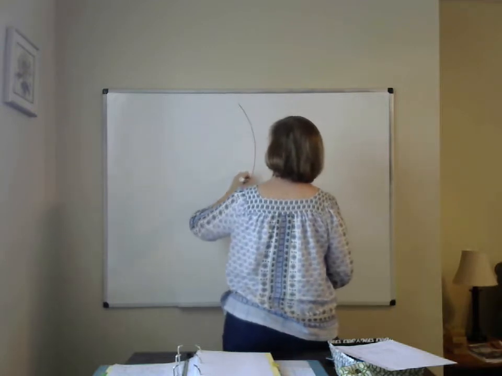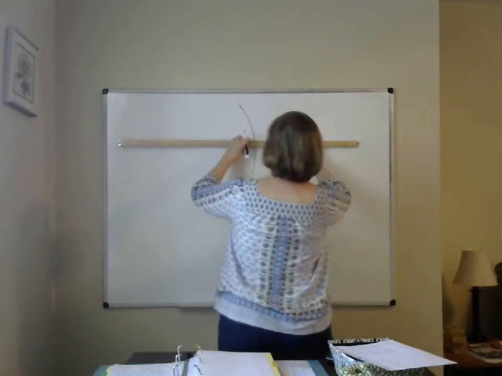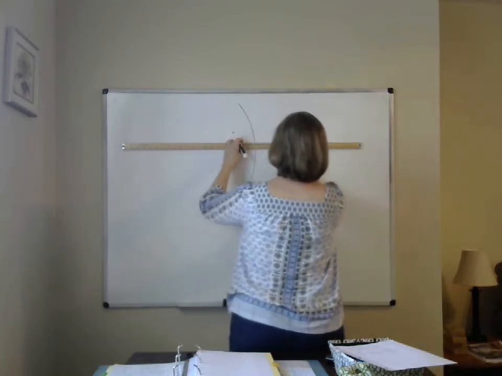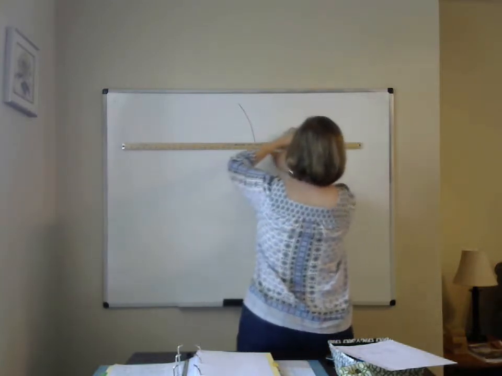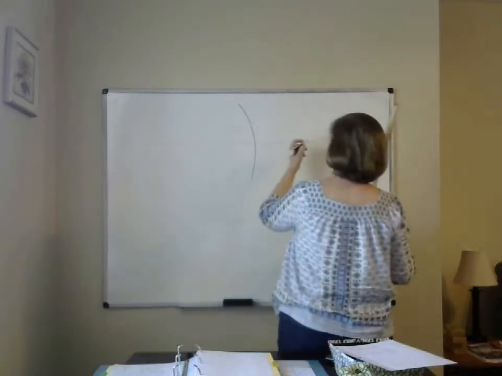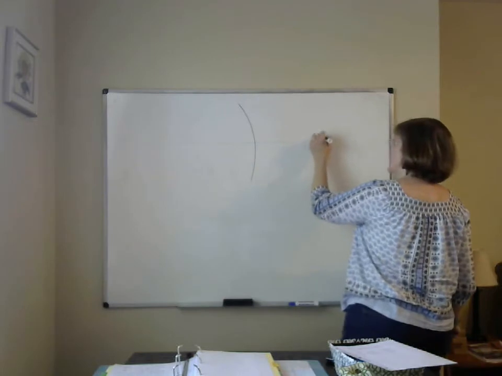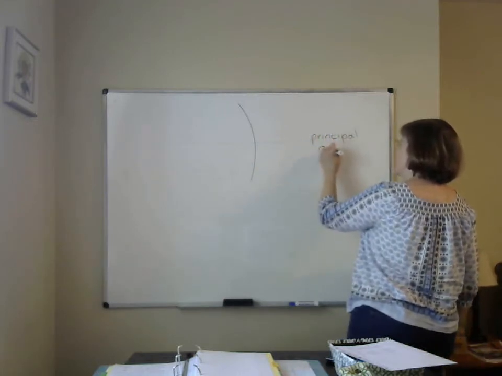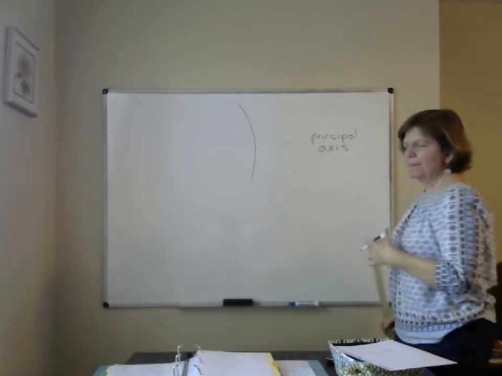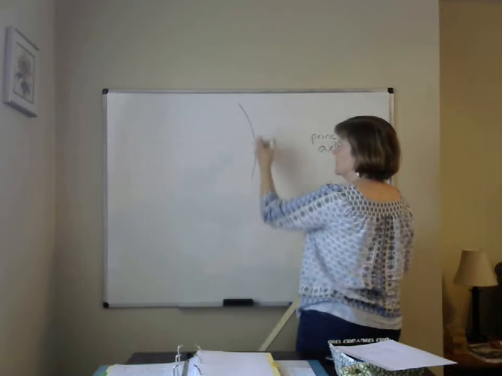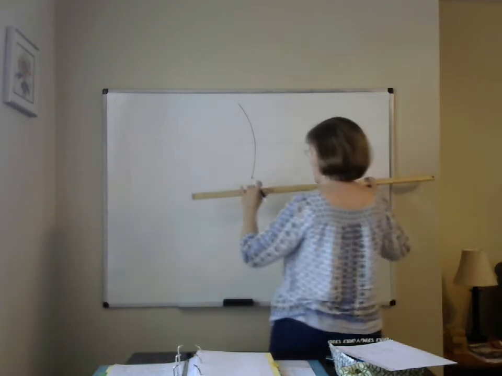There's a concave mirror. If we draw a line that goes right through the center, that line through the center is called the principal axis. It's also sometimes called the optic axis. This is a curved surface like a circle or a sphere.